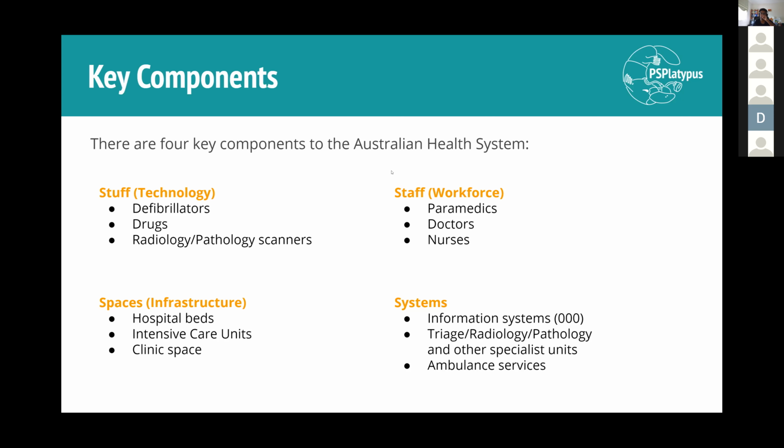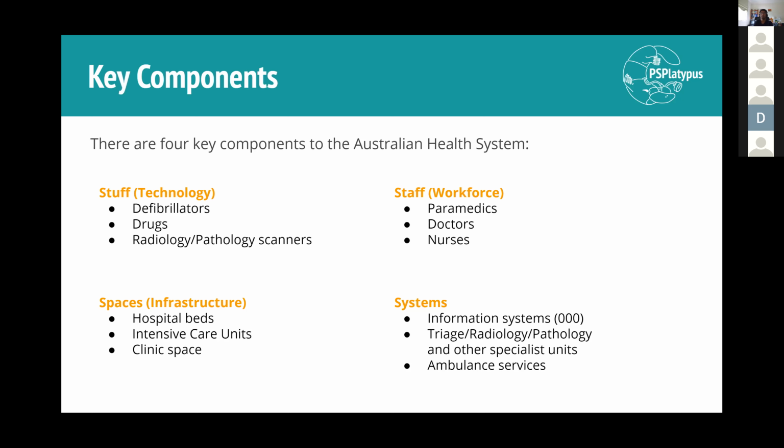Spaces, so in GP clinics, we need clinic space there. In a hospital, we're going to need beds, ICUs. If we have patients with critical illnesses, we need to make sure we have space for them, especially. And systems. So this is the last one. It's a bit more abstract, and it's talking about basically how these organize.